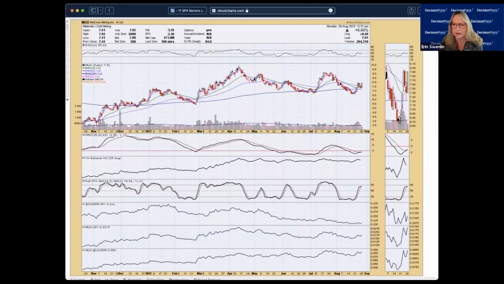All right, gold miners. Whoa, big, nice move today on gold miners. Admittedly, I haven't trusted this rally. We've been fooled a lot on these gold miner rallies, but with gold looking better, I think it has a better shot of moving higher. And this chart does look very healthy.